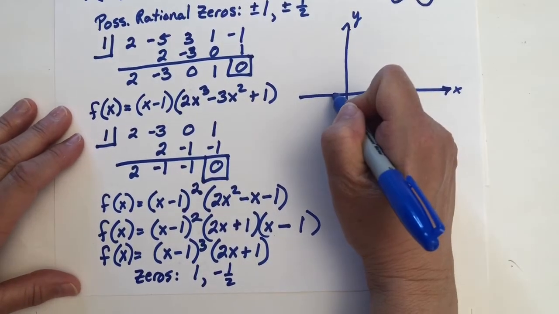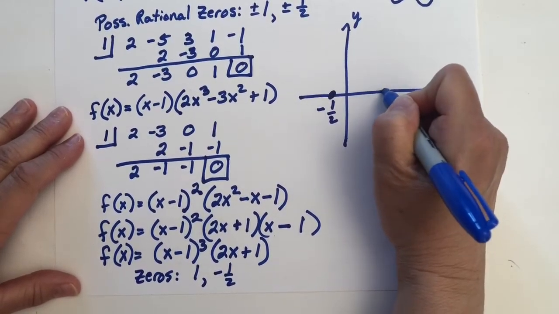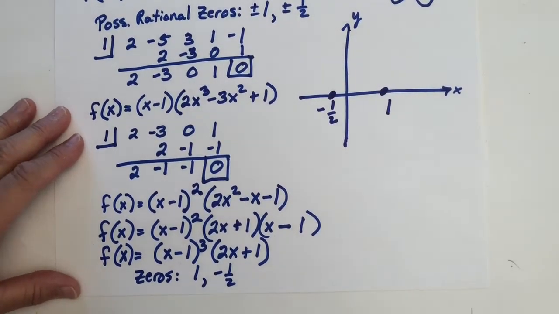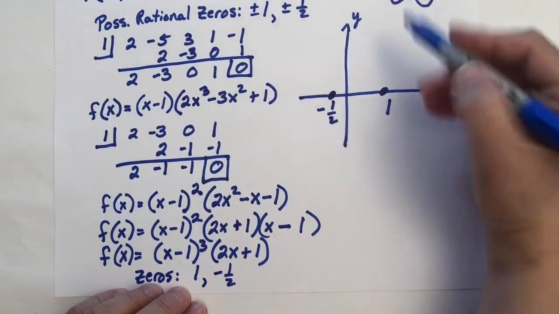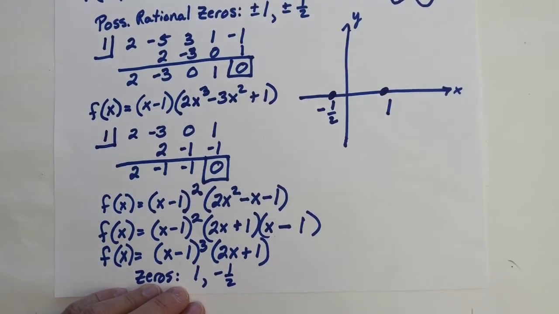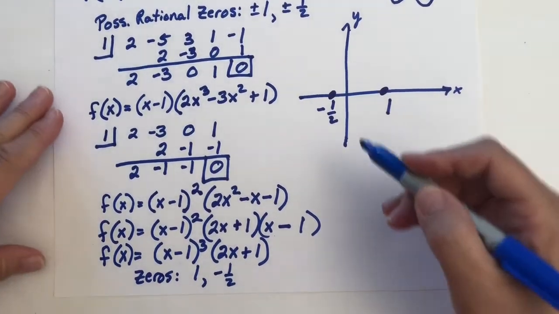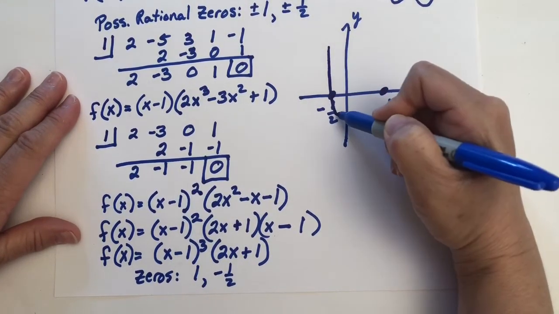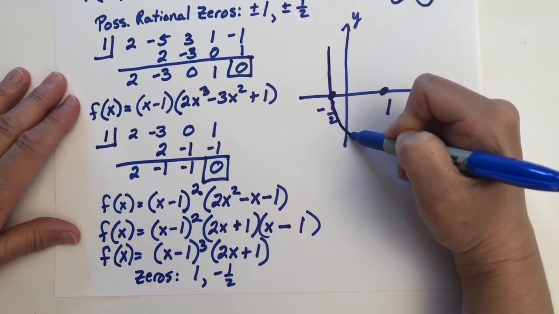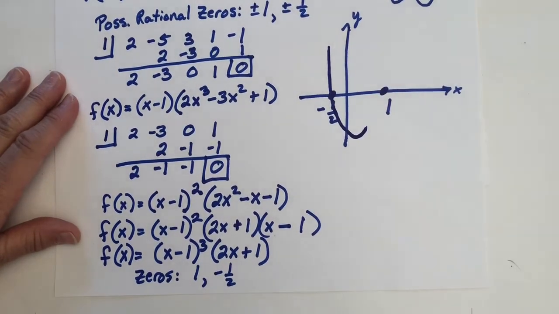So let's put those on. Negative 1/2 and 1. And now we can graph our polynomial. We know the end behavior will look like this. It's going to be coming from up here, and it's going to finish up here. There's one little extra detail that I want to make sure that I mention. I'll get there in just a minute. So let's start up here. We know it's going to cross at negative one half. Going to come down, we don't know how far, but at some point it's going to turn around and come back toward 1, and we know it's going to cross at 1.